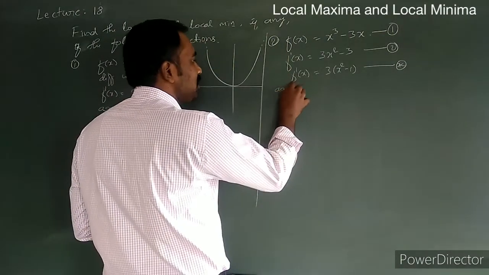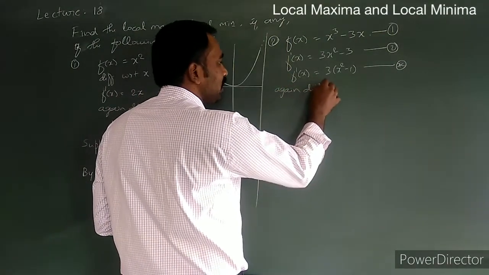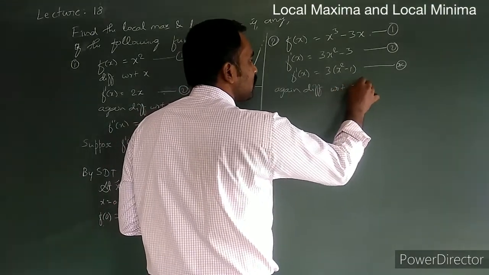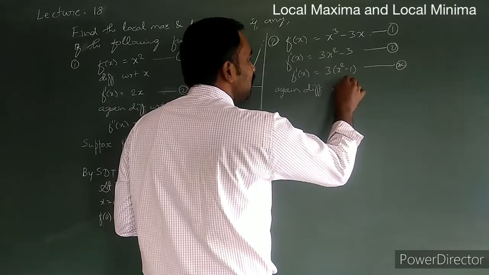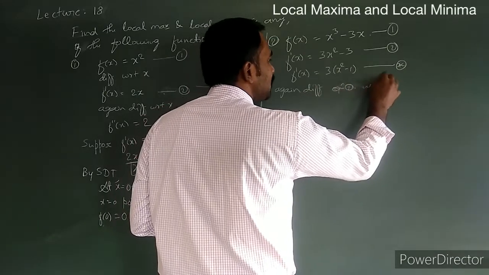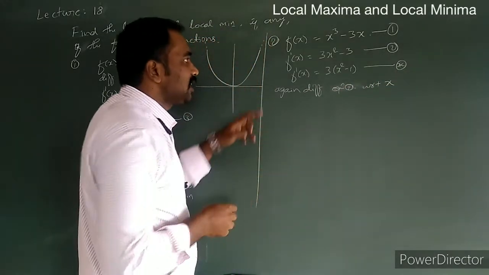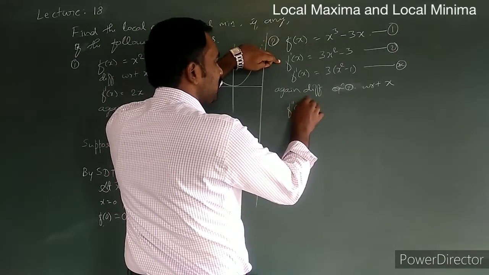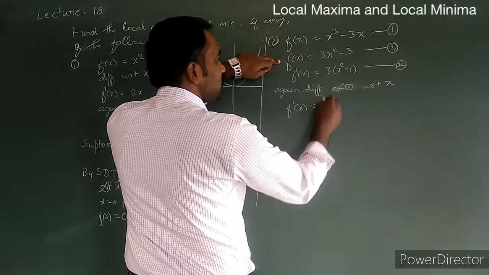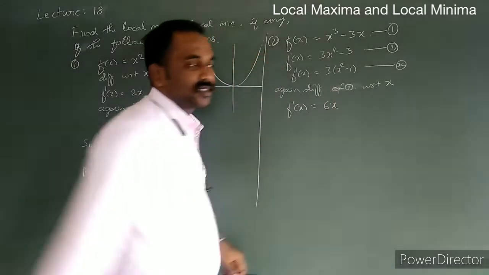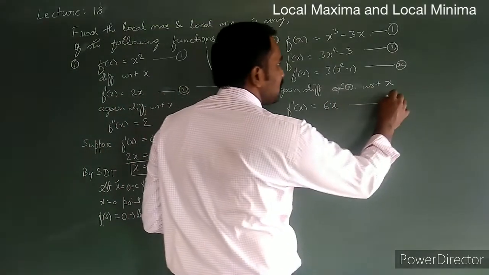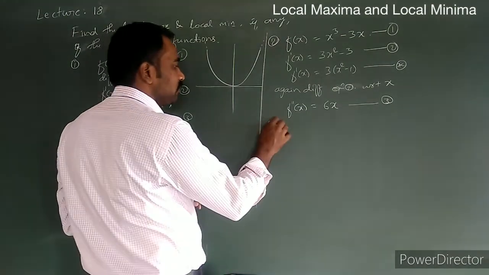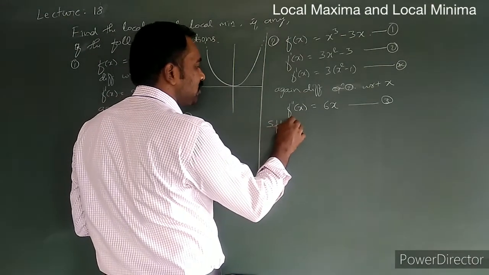Now, again differentiating with respect to x. Again differentiating equation number 2 with respect to x. What is the differentiation of equation number 2? That is f double dash of x is equal to 3 times 2x, which is 6x. Now, call this equation number 3. Now, find the critical points. You can pause it and find it.